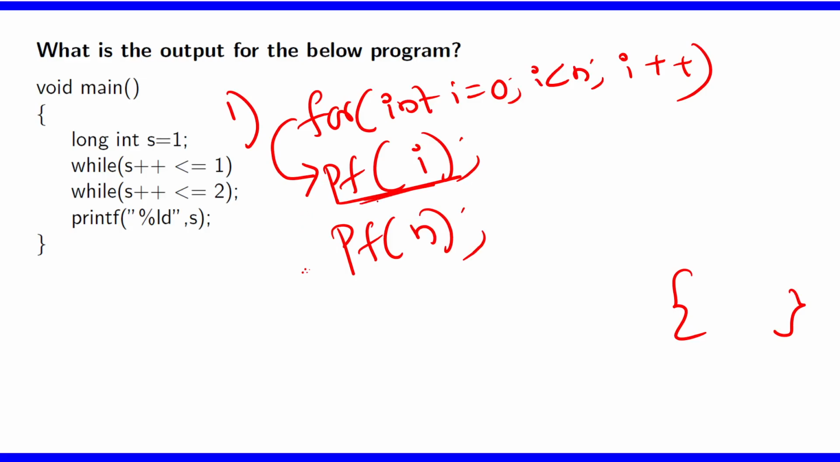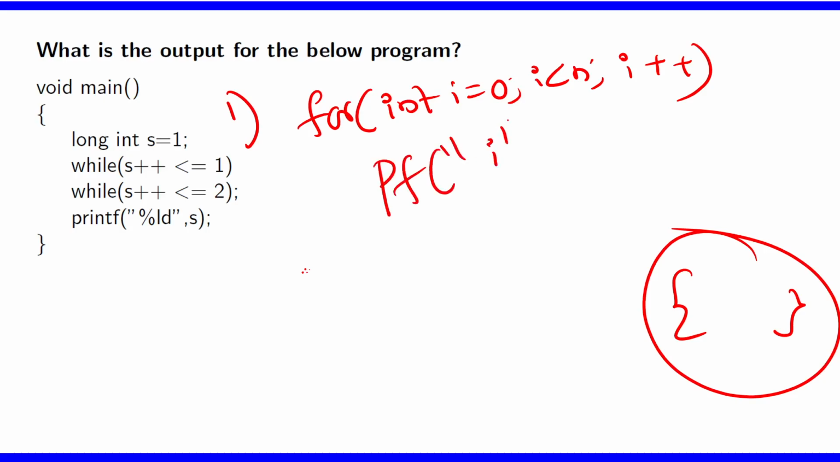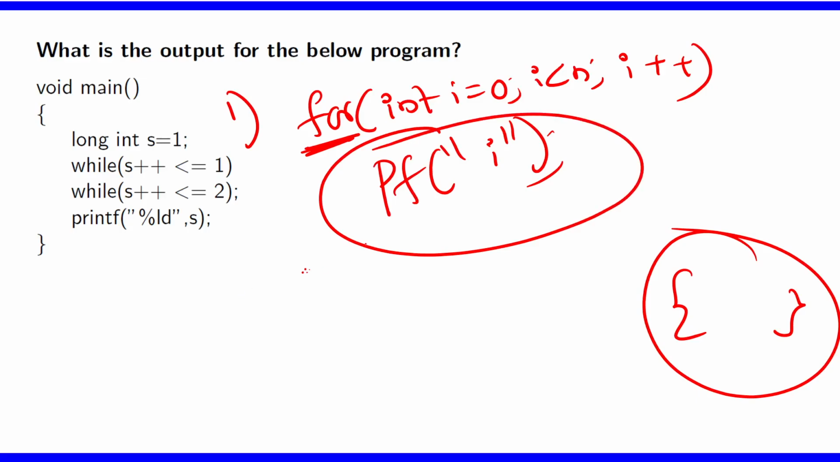Okay, so point number one, if there is only one statement inside the body of any looping statement or conditional statement, open and close brackets are optional. Whether you give or not, it is not mandatory. Suppose I have only one statement printf i, then open and close is not required. And if you are not giving open and close, this for loop will consider only this as its body. Remaining statements will be considered independent statements, not the for loop body. Okay, that is point number one.